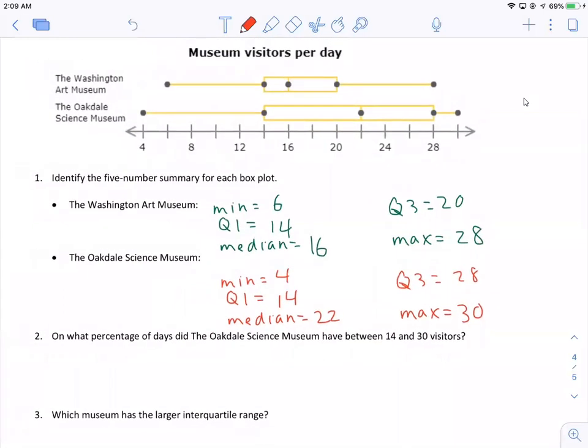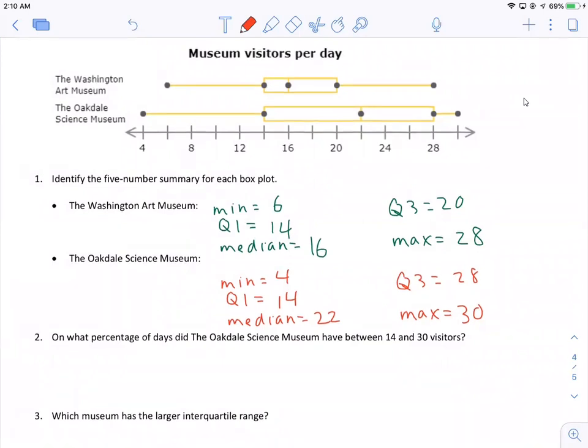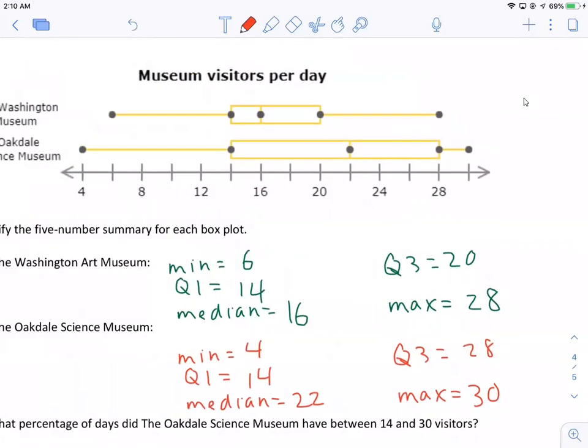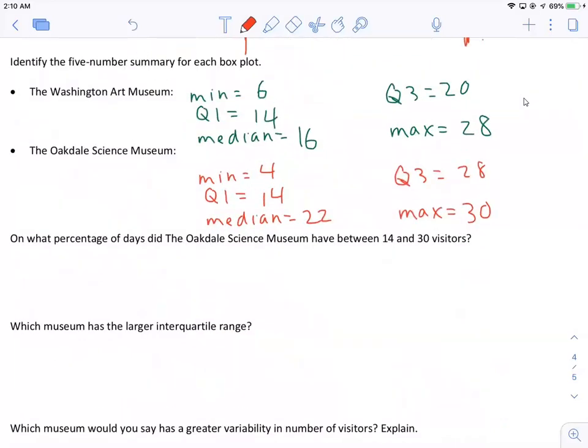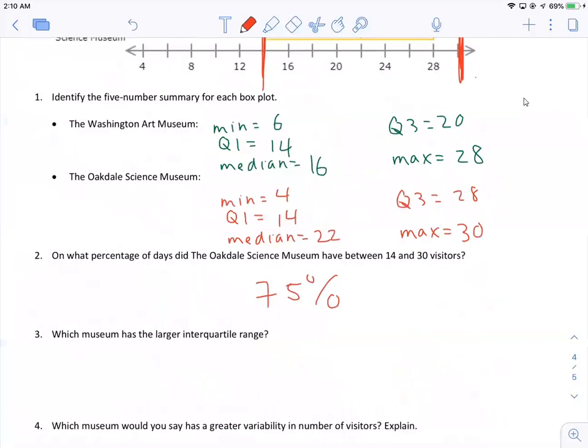Number 2, what percentage of days did the Oakdale Science Museum have between 14 and 30 visitors? So 14 visitors over here, 30 visitors over there, all right? Even though that's like half the total length, well, that is 75% of our data, right? Because that goes from the first quartile, which is the 25th percentile, to the maximum. So on 75% of days, they had between 14 and 30 visitors.